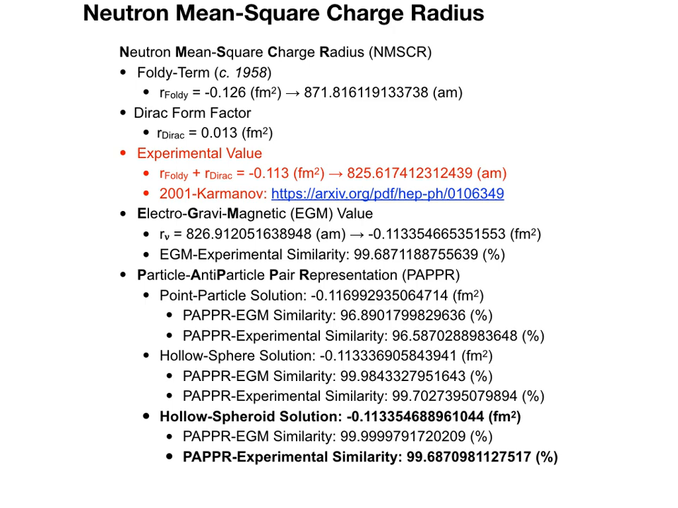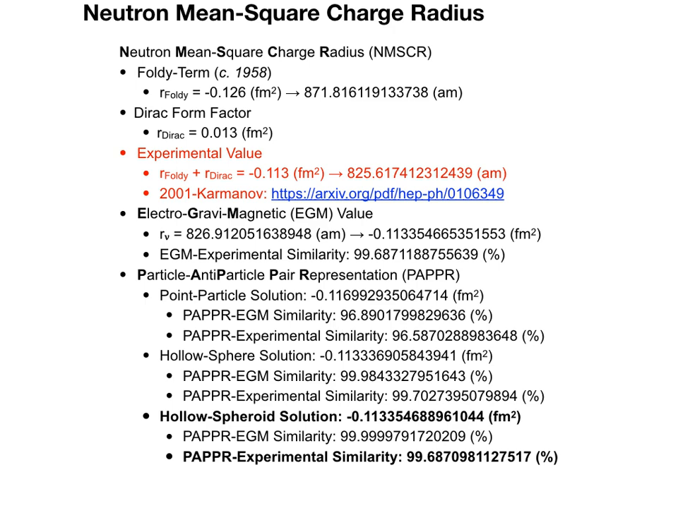The historical calculation of neutron mean squared charge radius is given by the Foldy term, circa 1958. The Foldy term may be converted into an intuitive form, approximately equaling 872 attometers. Inclusion of the Dirac form factor yields the experimental value of neutron mean squared charge radius expressed as a negative squared quantity. Once again, this may be converted into an intuitive form, approximately equaling 826 attometers.